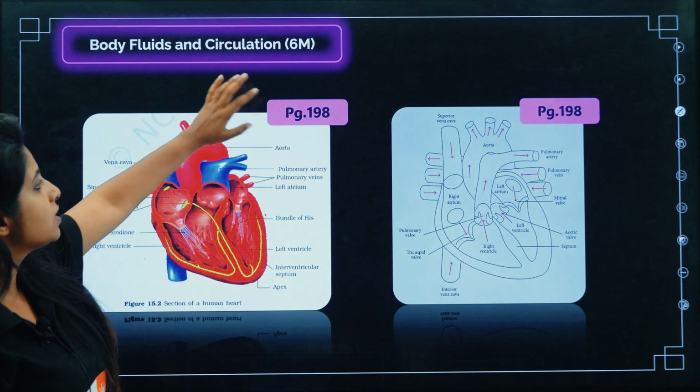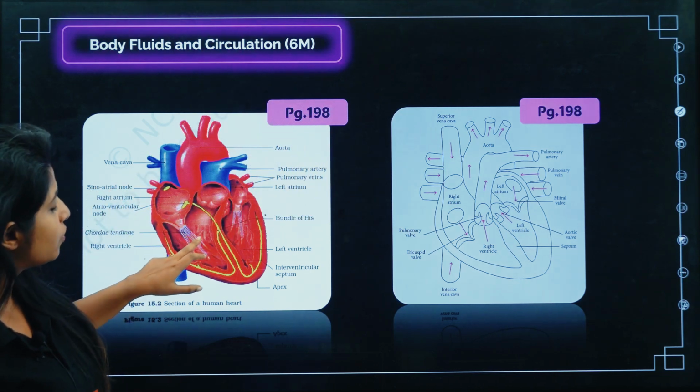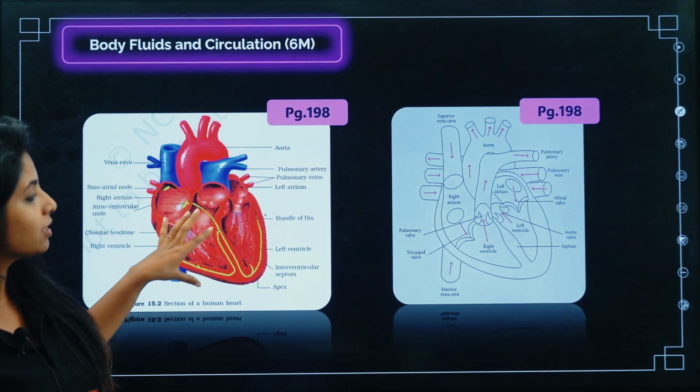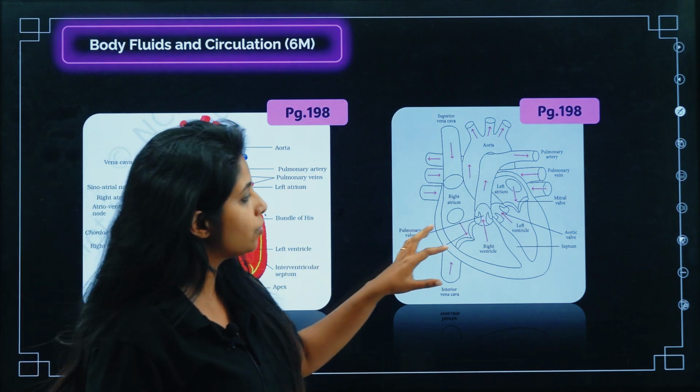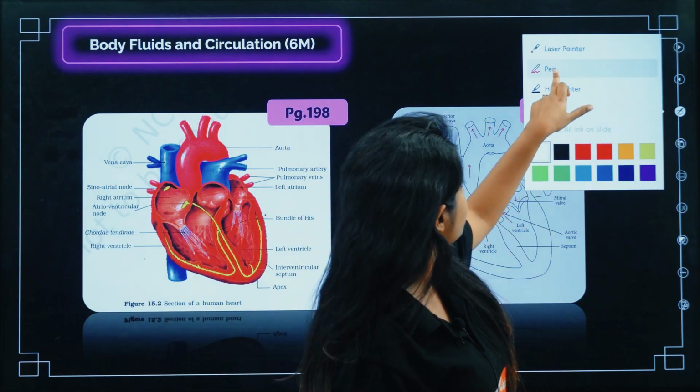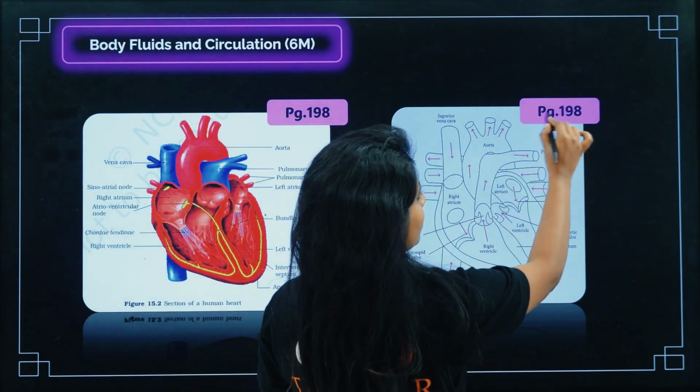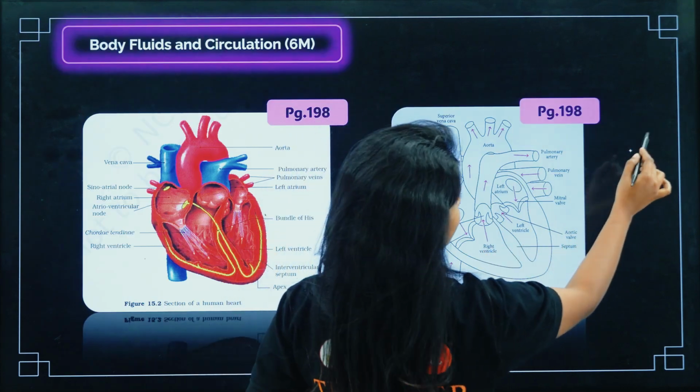Now from body fluids and circulation, on page number 198 you have a diagram of the heart. This heart might seem a bit difficult for you to draw. So here we have another heart that I have put up for you. This is not on any page number. I just copied it, which is why it came like that.